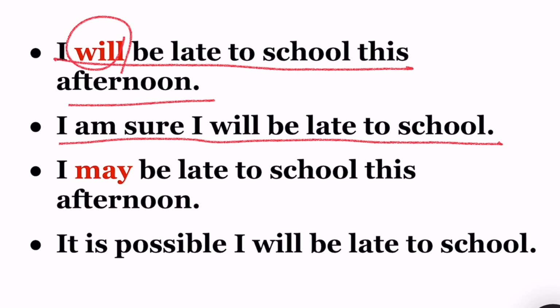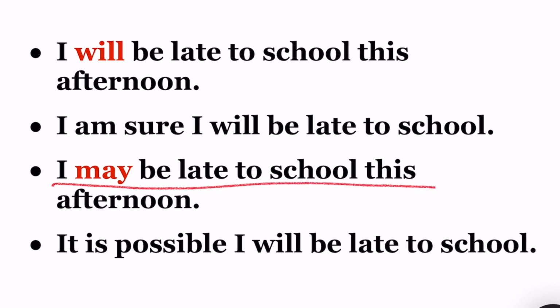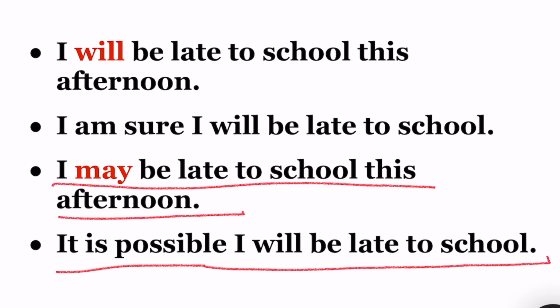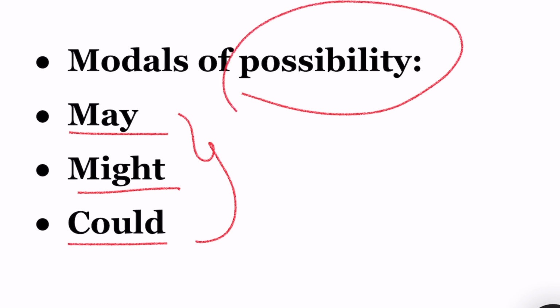Look at this example. I may be late to school this afternoon. Here, you are not sure about it. It is possible I'll be late to school, but you are not sure about it. So you have used may as a modal verb of possibility. So may, might and could express possibility.